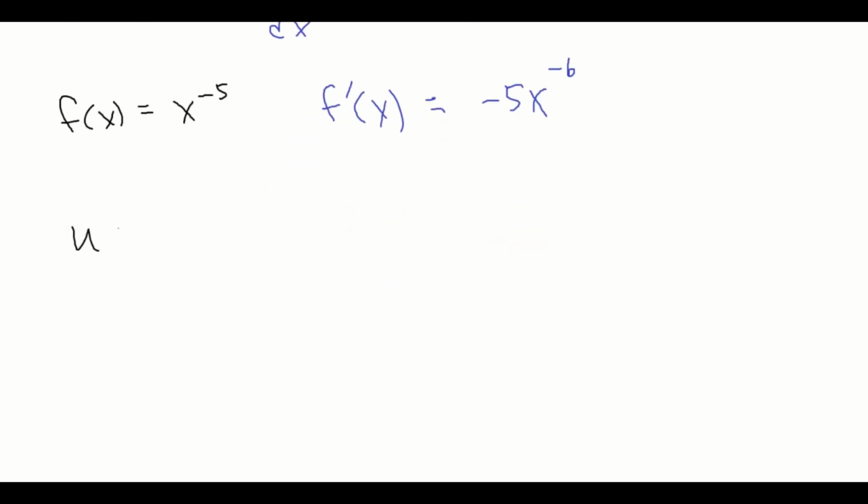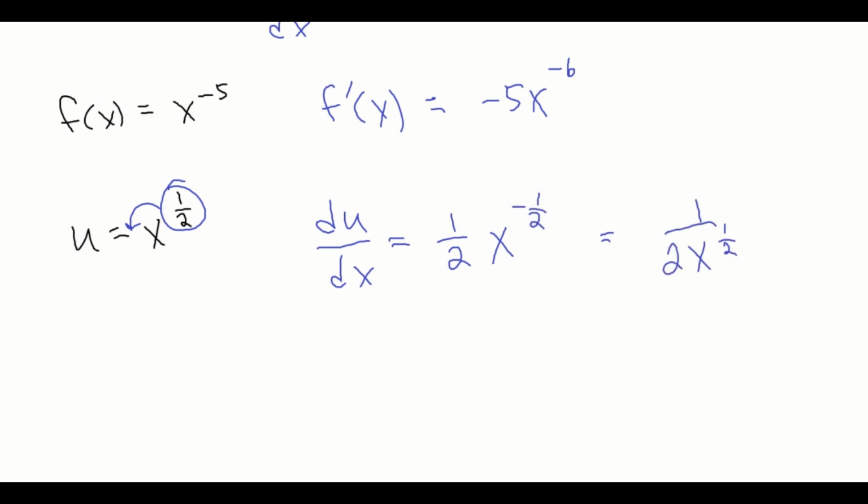Let's keep going. Find the derivative of the square root of x, which can be written this way. Bring that half down. Now a half minus 1 is negative a half. And following exponent rules, which can also be written this way.